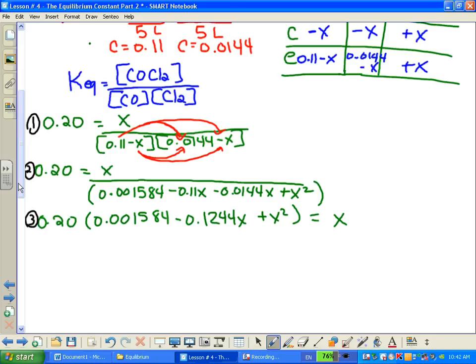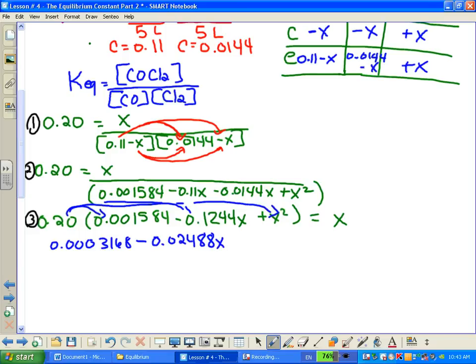At this point, now I want to factor everything through again. So I'm going to take that 0.2, multiply it by this term, and by this term. So if you multiply that all through, you end up with 0.0003168 minus 0.02488x plus 0.20x squared. And that is still equal to x.